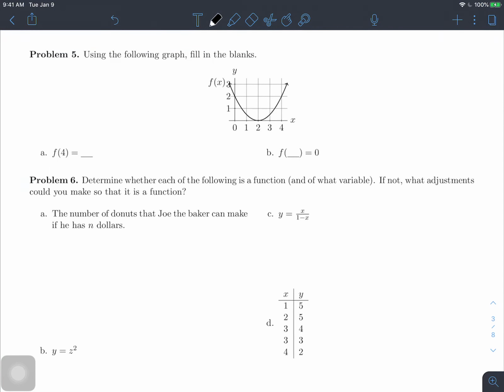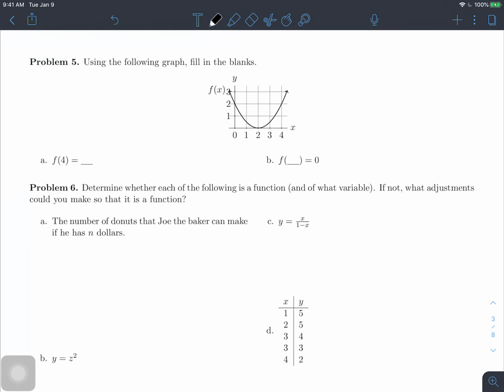All right, let's take a crack at this problem. We want to take a look at the graph, and we want to figure out what is f of 4, and what we should put here in order to get 0 on the other side of our equals sign. Take a second to think about it, and then if you're ready, raise your hand if you want to answer part A. What should f of 4 be? Is that 2? Yes, it should be 2.